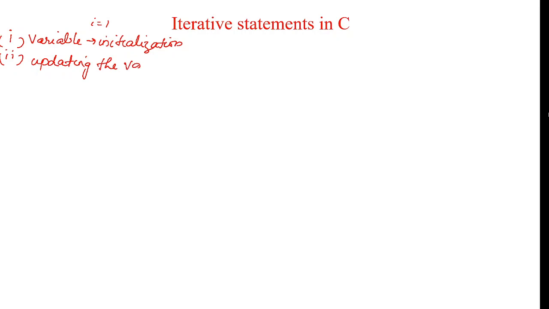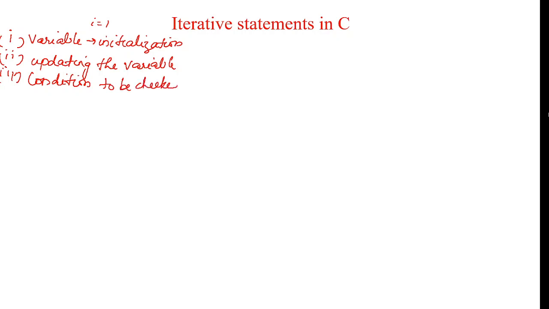So ultimately, when we use these three looping statements, three important steps have to be remembered. What are those three important steps? Step 1, a variable should be initialized. Variable initialization. In the previous example, we initialized the variable I is equal to 1. Second one, updating the variable. And third one, the condition should be checked. You should apply a condition that has to be checked.